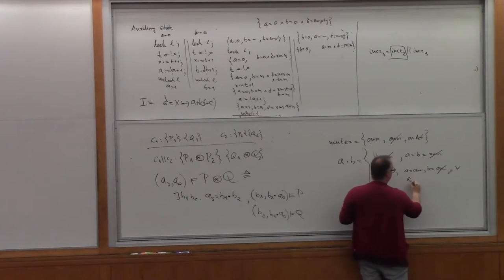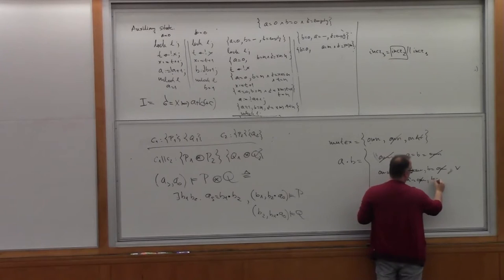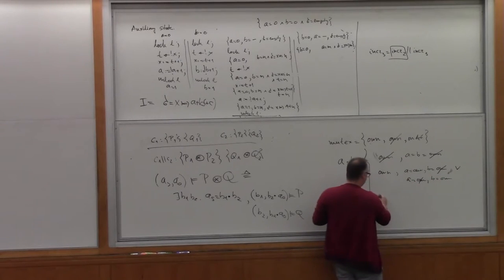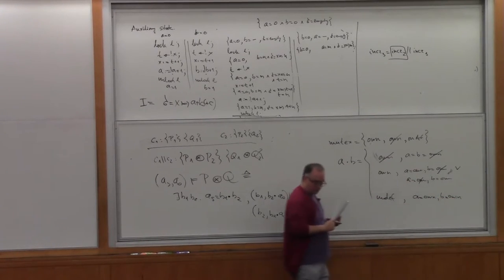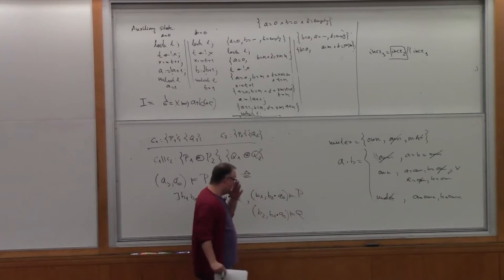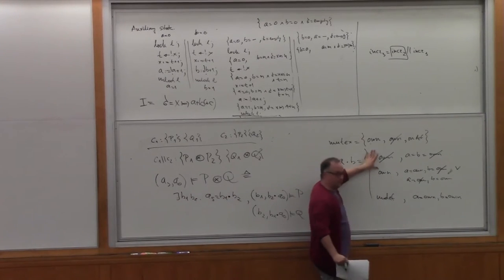Either A is not own and B is own, or A is own and B is not own. And then the thing is undefined if both are own. Okay, what does this capture? Well, this is pretty easy to see what that is, right?